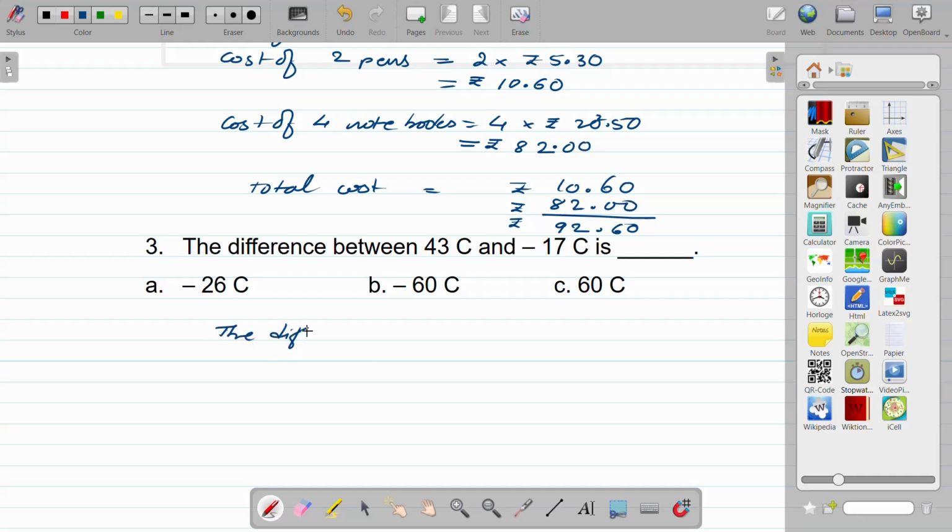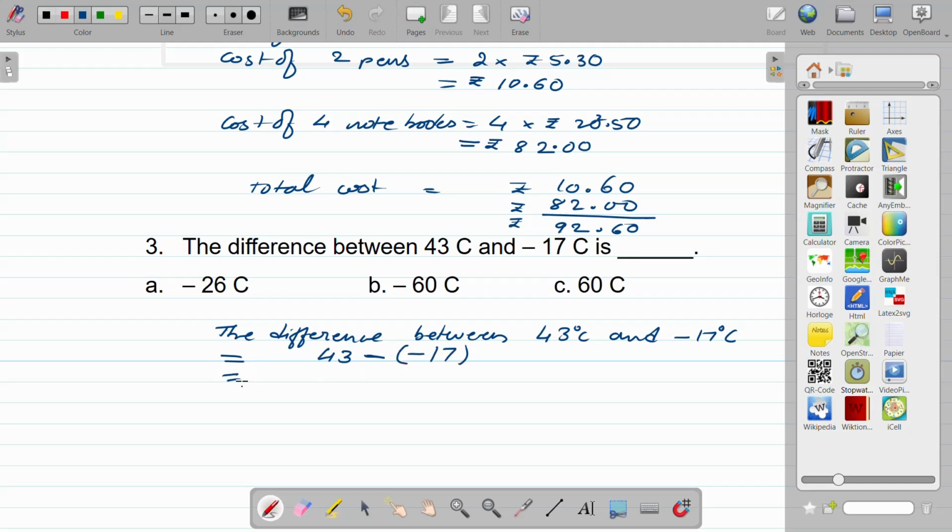The difference between 43 degrees Celsius and negative 17 degrees Celsius is equals to, you write. Difference means you should understand that it is 43 degrees Celsius. Okay, Celsius we will write last. We'll write only the numbers now because we have to do the calculation, right? So difference means we know that minus of negative 17.